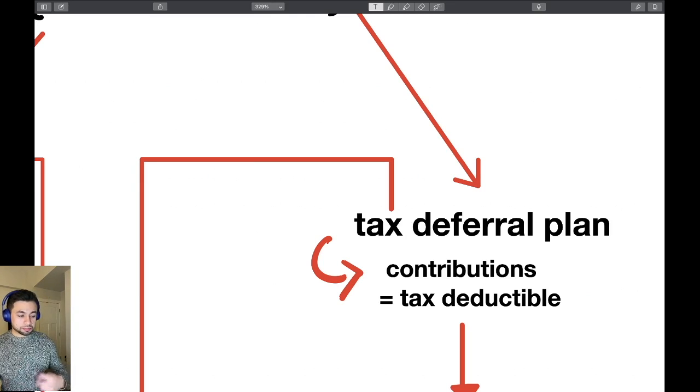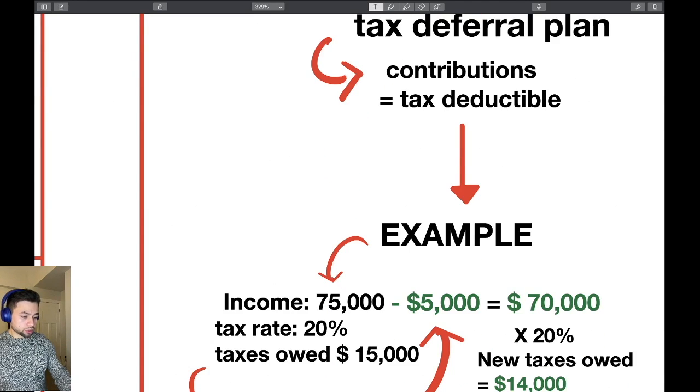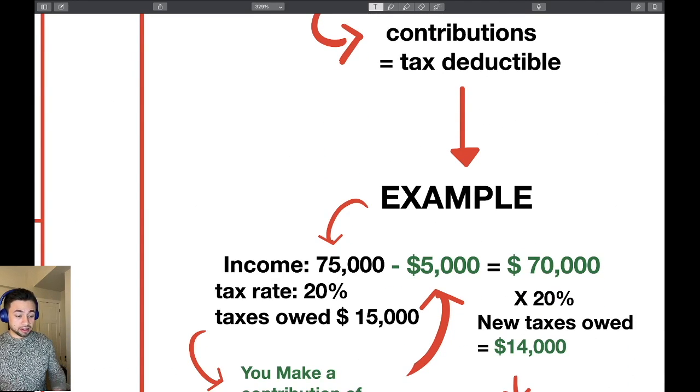But the way that this is built is that your contributions are actually tax deductible. So how does this work? If we use a real case scenario, let's say that in a given year you made $75,000, which allows you to fall on a federal tax bracket of around 20%, making you owe $15,000 at the end of that year. This is just a rough estimate.